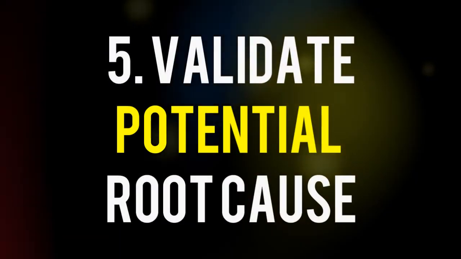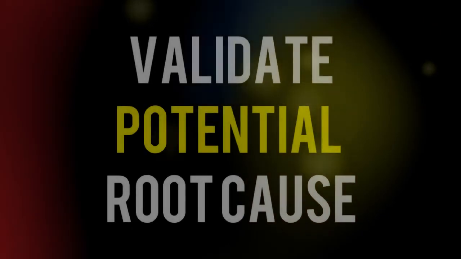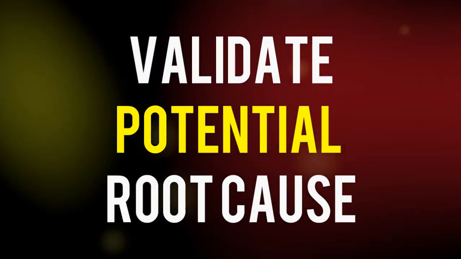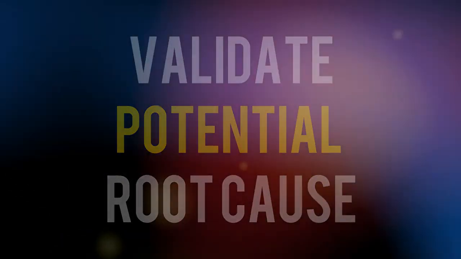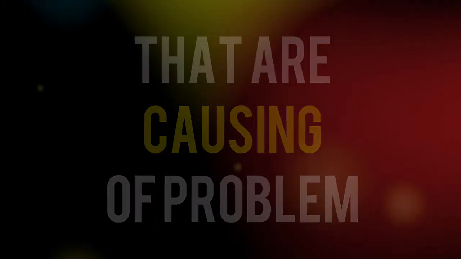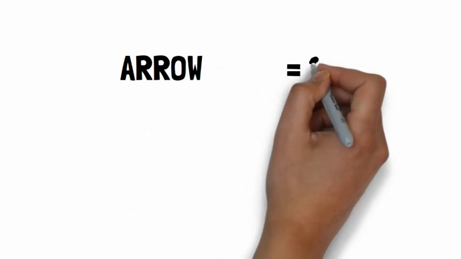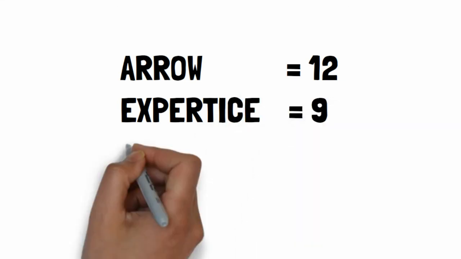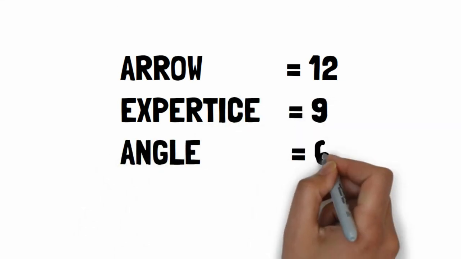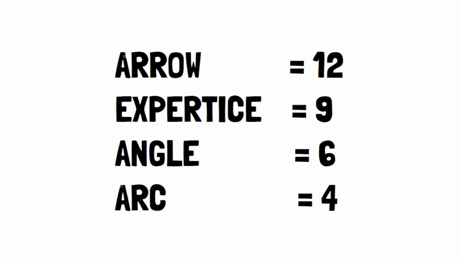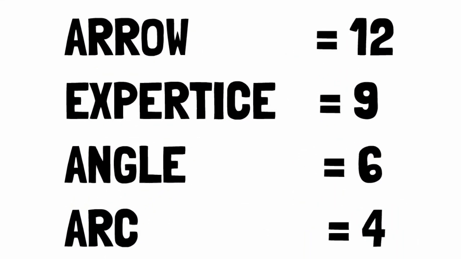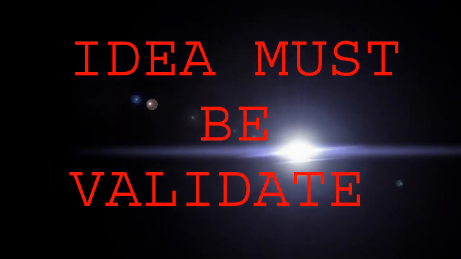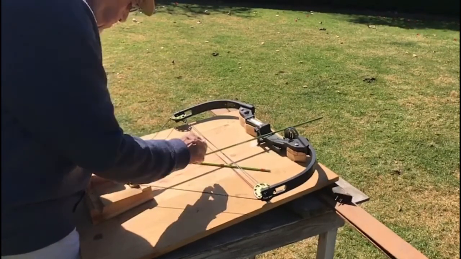Let's go to number 5, critical step. How we are going to validate the ideas, the potential root causes that we think are causing the problem. When you have your list, you have your root causes, you have your rating that is coming from the voting. In the next column in your list, you are going to put how you are going to validate that idea. Until we validate that idea is when we can say that we found the root cause.